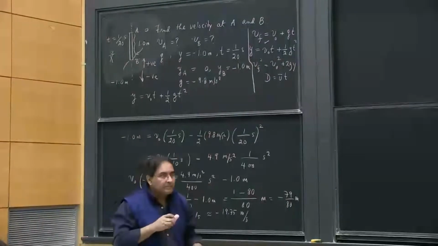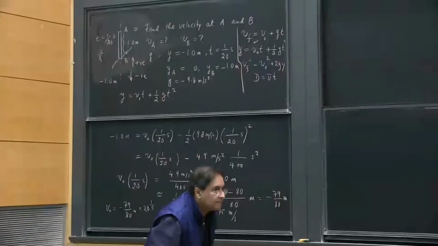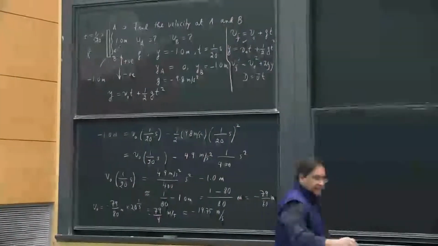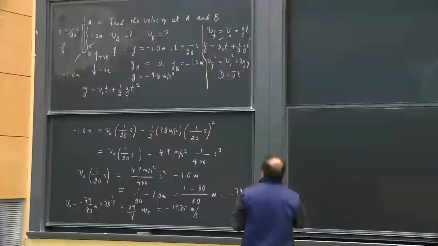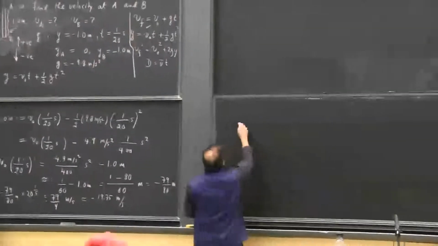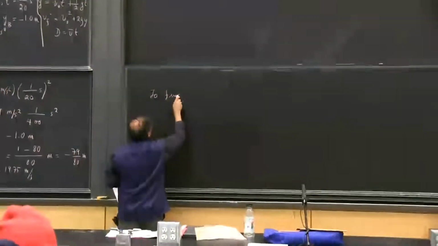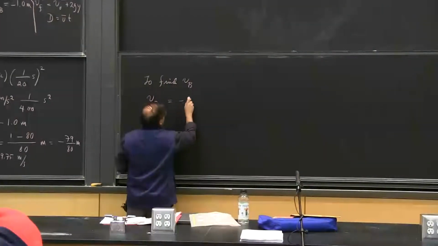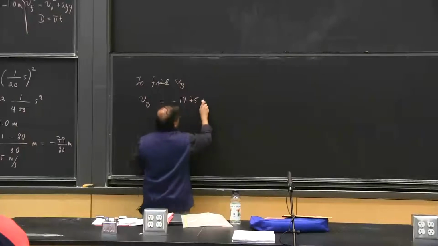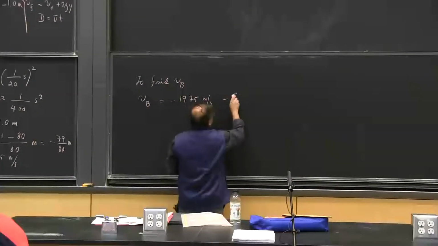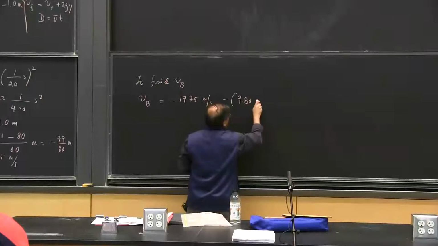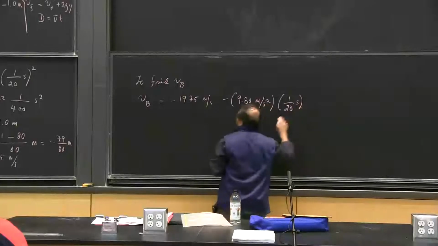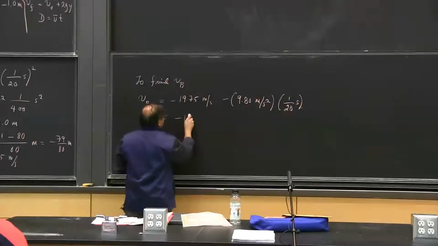Which one did you solve for? Did you solve for the velocity? I've just solved for A so far. Okay, I have to solve for B now. But that's very easy now because I can use the first one. So to find VB, I can find VB as follows. This is minus 19, let's say for now we keep 19.75 meters per second, and then minus g, which is 9.80, let's say for now, meters per second squared, and we already know the time taken is 1 upon 20 of a second. So therefore, I can calculate this.